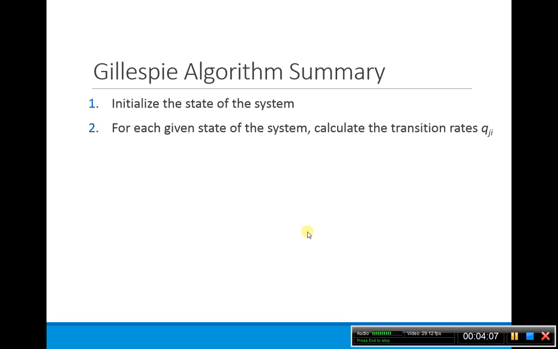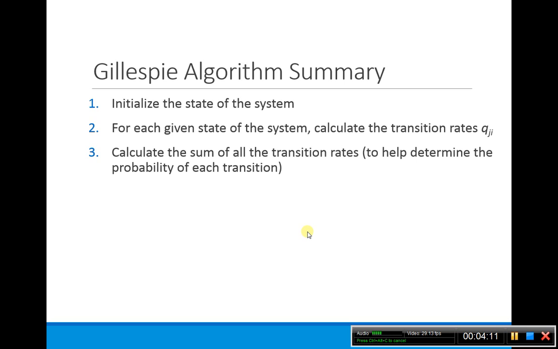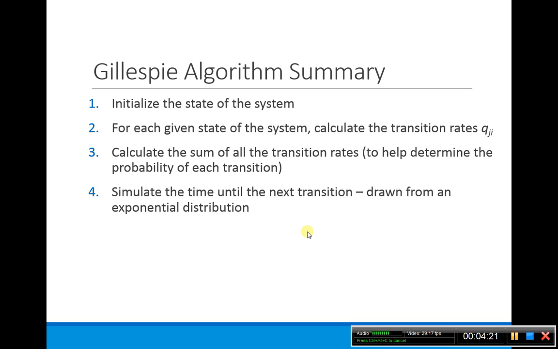So you want to calculate all these transition rates going from I to J. You want to know what those are. And then you need to calculate the sum of those, because remember that's going to help us with our holding time to figure out how long we're going to stay there. So we're going to simulate the time to the next transition by taking that draw from an exponential distribution.